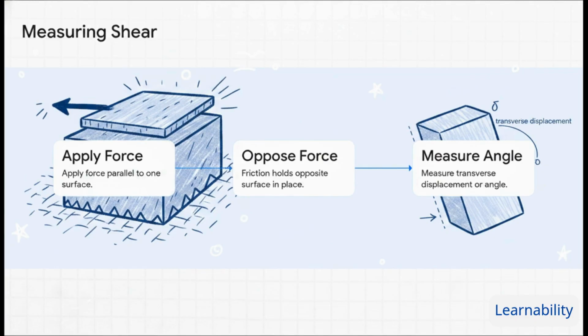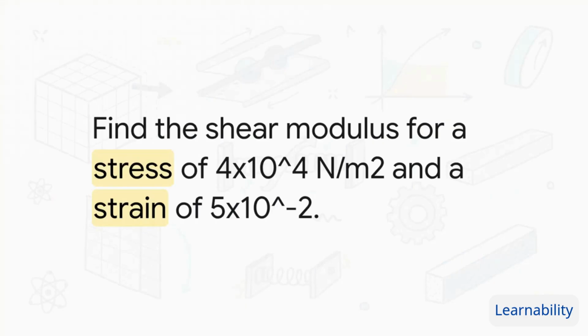Step 2, an opposing force, like some intense friction, grabs hold of the opposite bottom surface, locking it perfectly in place. And step 3, because the top surface slides and the bottom absolutely doesn't, the entire side of the block stretches and leans. We measure this transverse displacement, which is basically the physical distance the top moved relative to the bottom, or the angle it creates, which we call theta. So your shear modulus is just the mathematical ratio of the stress of your push divided by the strain of that resulting bend.